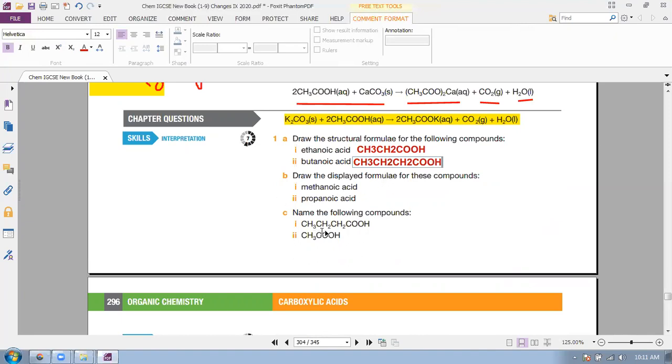Name the following compounds: 1, 2, 3, 4. This is butanoic acid. Sorry, it's a capital letter. Butanoic acid. And this one is ethanoic acid.